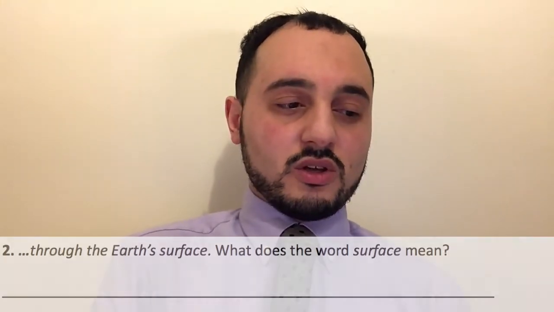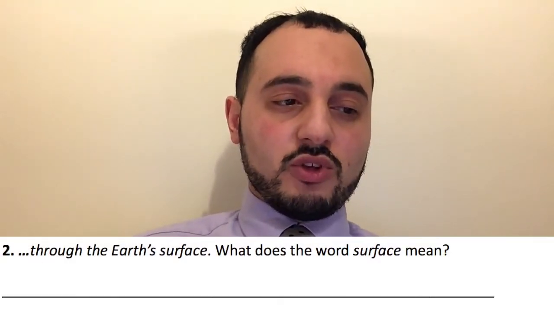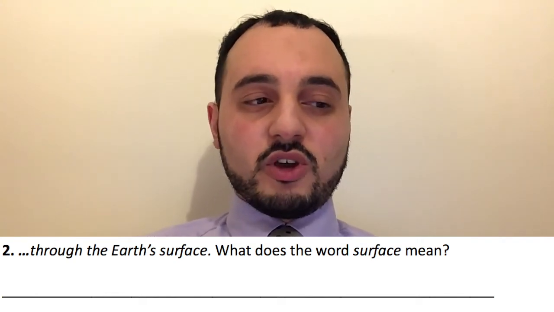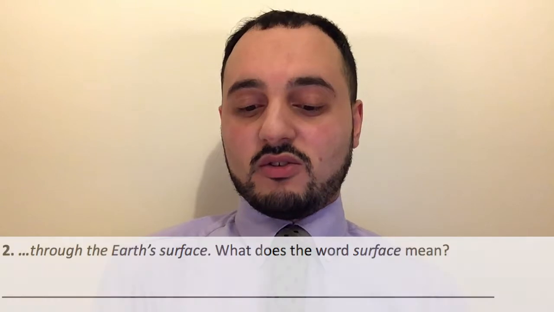Okay, right. Question number 2. Through the Earth's surface, what does the word surface mean? Okay, so what does the word surface mean? If something's on the surface, it's kind of like it's on the Earth. In relation to the Earth, it's on the Earth, isn't it? So it's not underneath or above it, it's on the Earth. Okay, so on the Earth is the answer to that one.